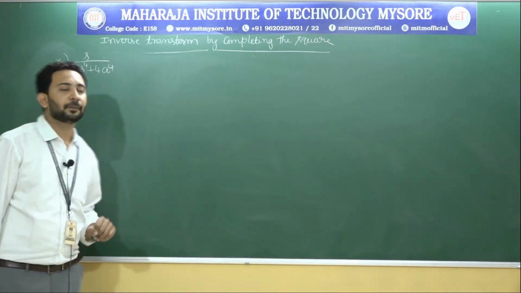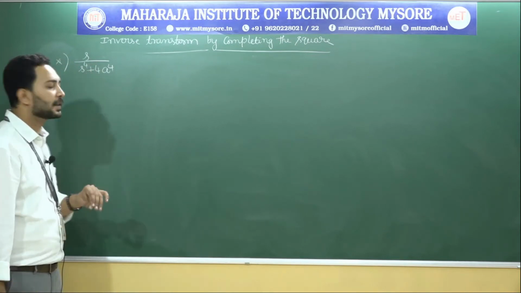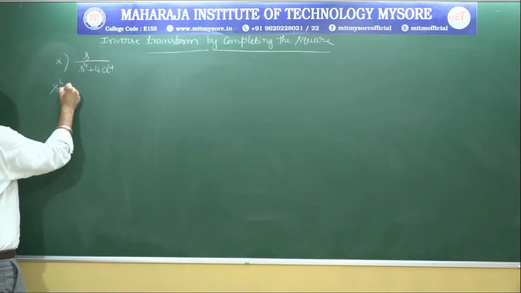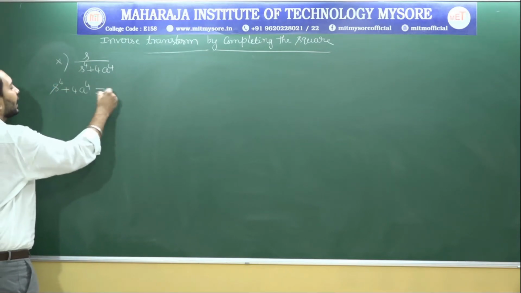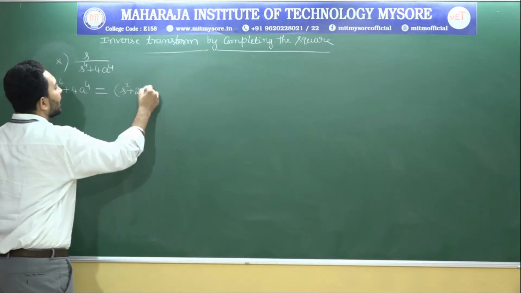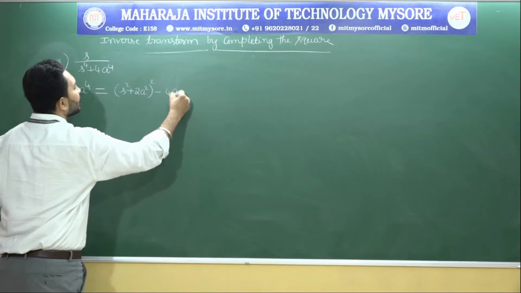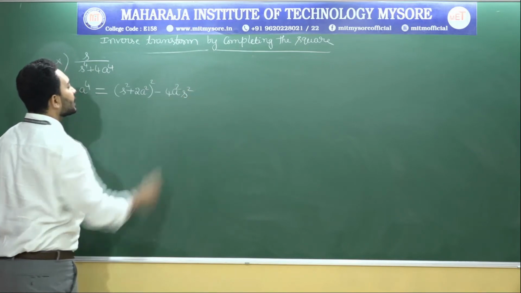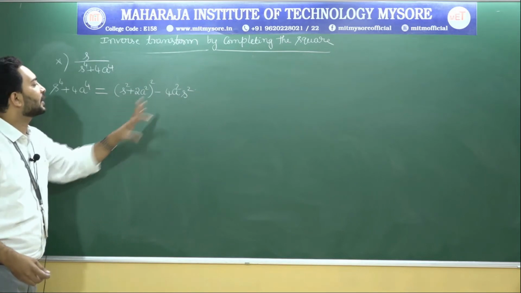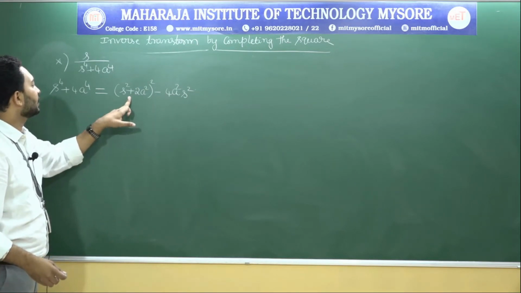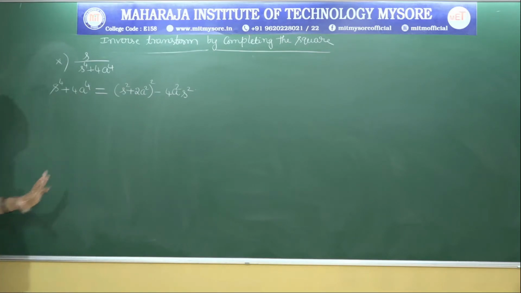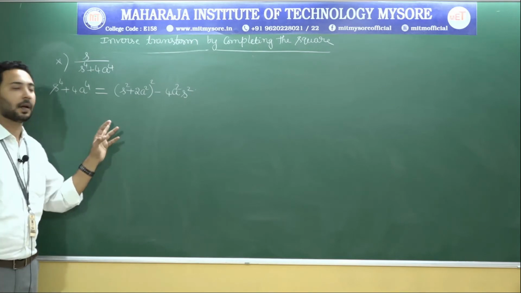Now I will take one more problem. s divided by s square plus 4a power 4. Take this s power 4 plus 4a power 4. I can write this as (s square plus 2a square) whole square minus 4a square s square. See here, yes, it is in the form of (a plus b) whole square minus 4a square s square. Expand this (s square plus 2a square) whole square and cancel, we will get s power 4 plus 4a power 4 only.